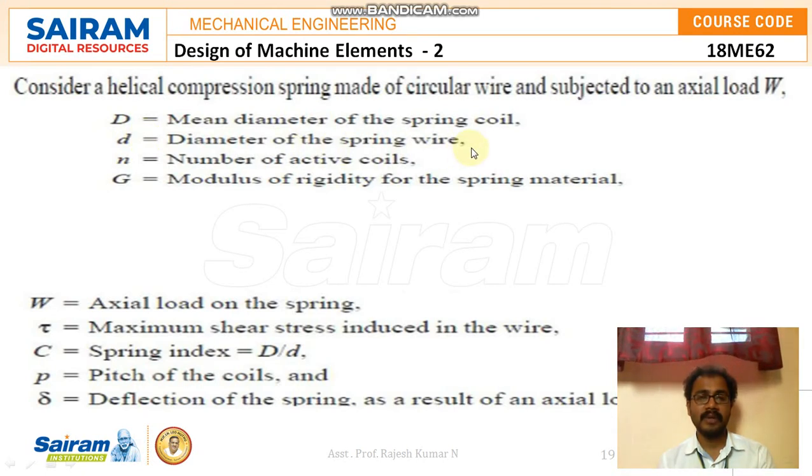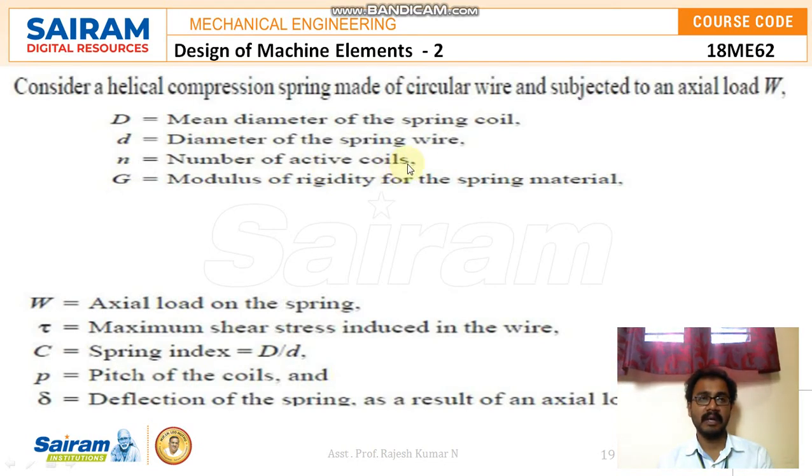Since I am talking about a circular cross section, the diameter will be there, and that is denoted as d. If it is non-circular, say for example a rectangle or a square, we need to consider the width, the length, and the thickness. All those things we need to consider in case of a non-circular condition. And small n will be the number of active coils.